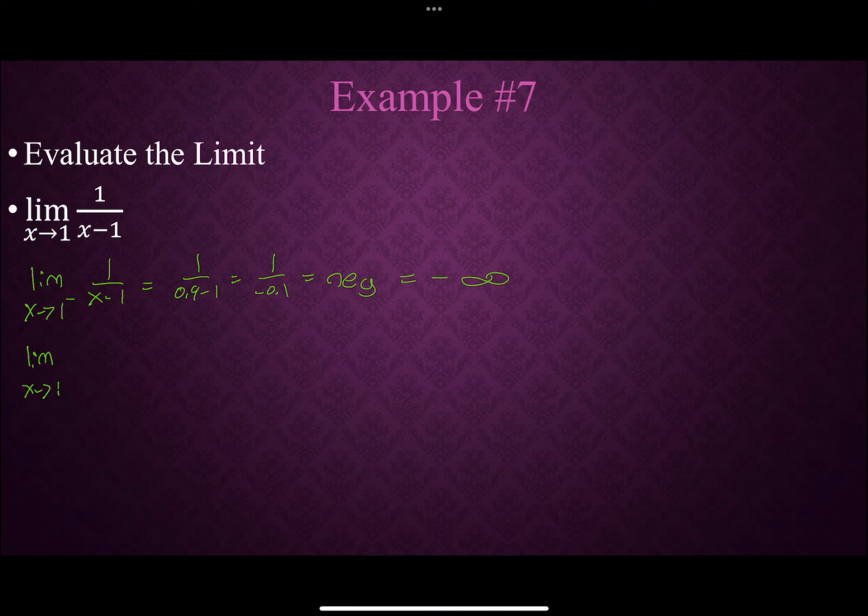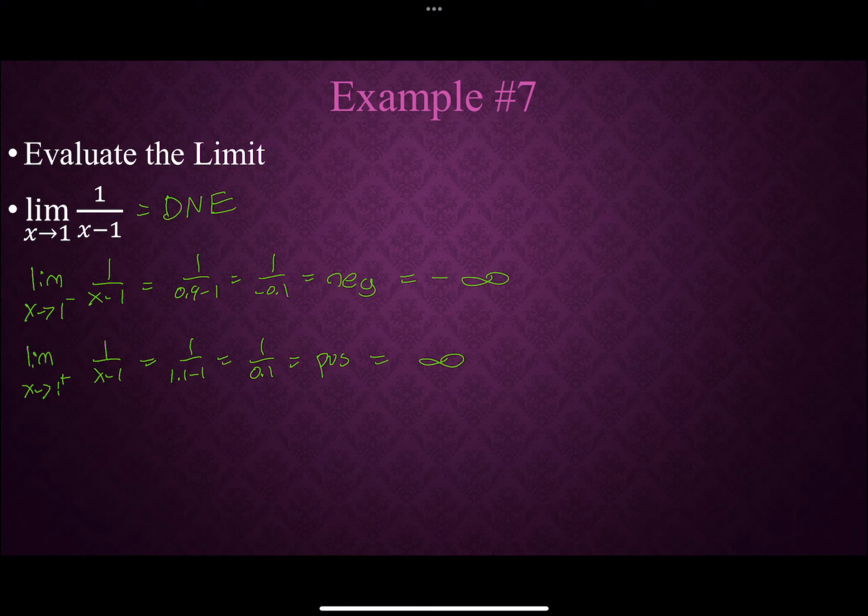The same thing happens on the right side. So right of 1, for 1 over x minus 1, I would use 1.1. So I see 1 divided by 0.1, positive divided by positive. This is positive. Therefore, the right side goes off to positive infinity. So left is going down, right is going up. They are not converging. Therefore, I would say this limit does not exist. It's not approaching the same number.